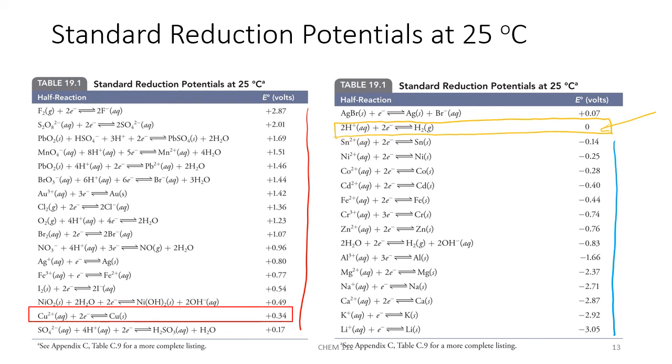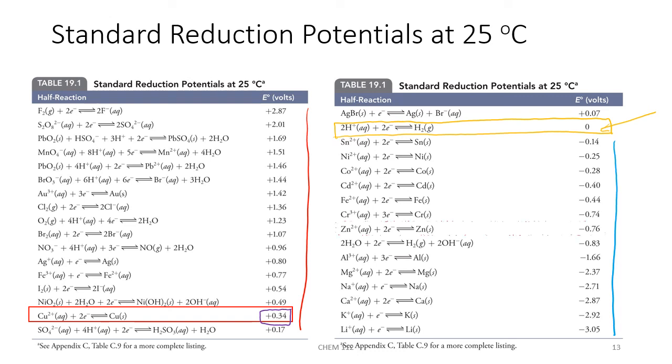But if we look on the lower left here, there is our reduction half reaction for copper. And you can see that the cell potential in volts is 0.34, which is what we calculated. And it's positive, so that means that with respect to our standard hydrogen electrode, the copper is going to more likely be reduced. It'll be reduced compared to that.